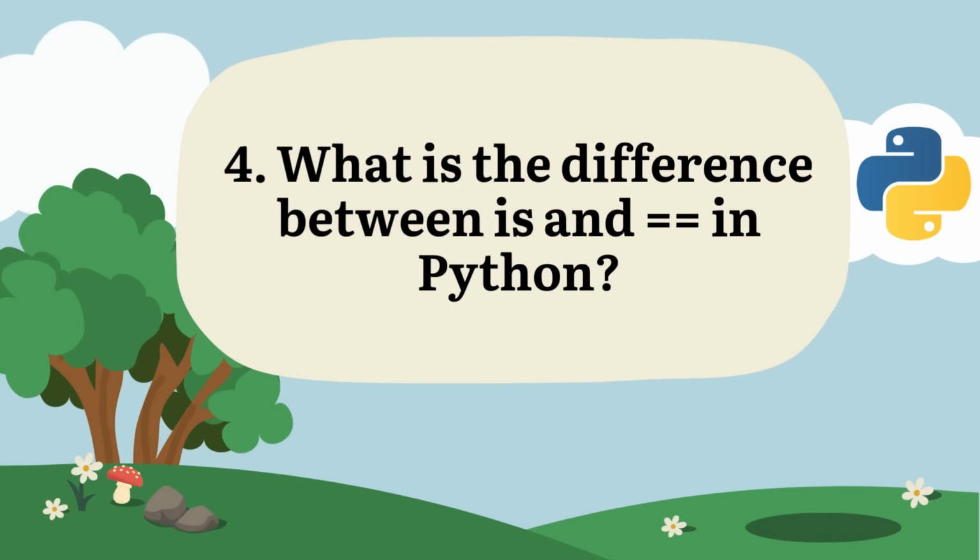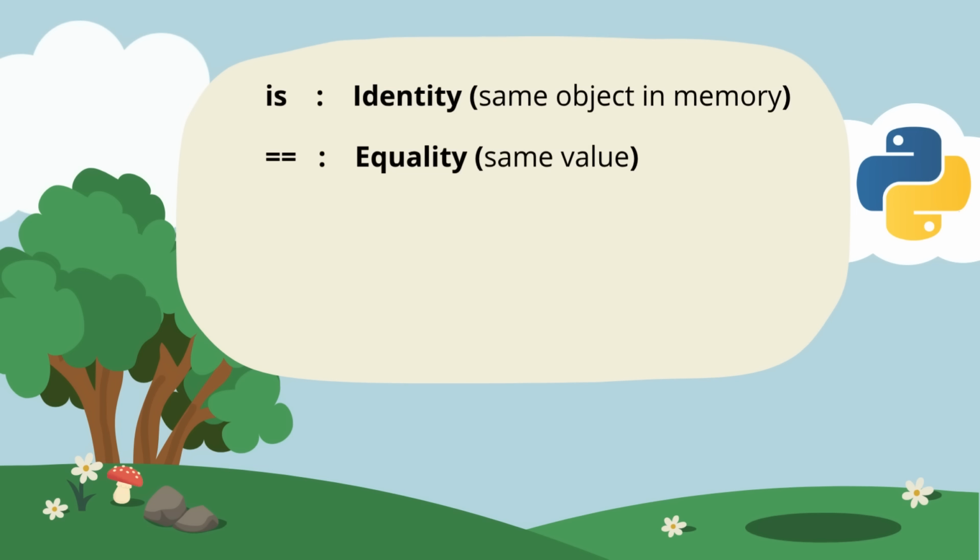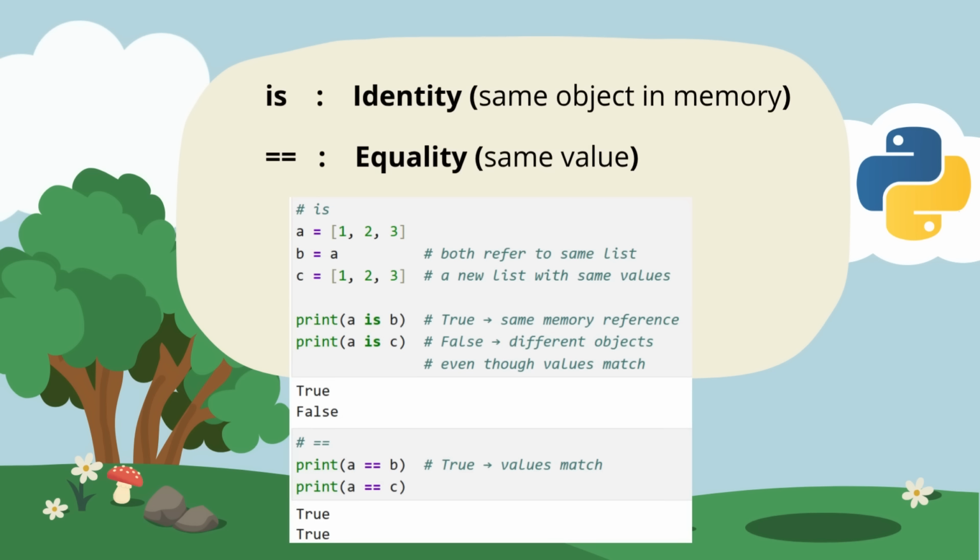Next, what is the difference between is and equals? The is operator checks whether two variables point to the exact same object in memory. In contrast, equals checks if their values are equal. This distinction becomes crucial when comparing lists, dictionaries, or strings.